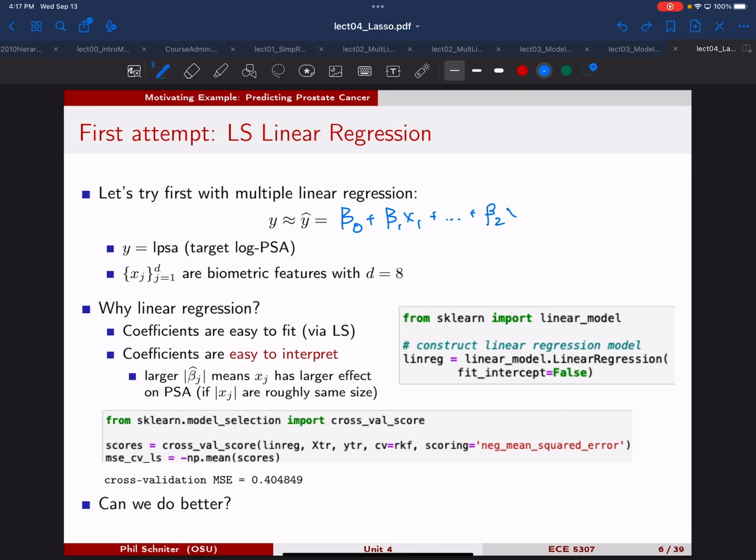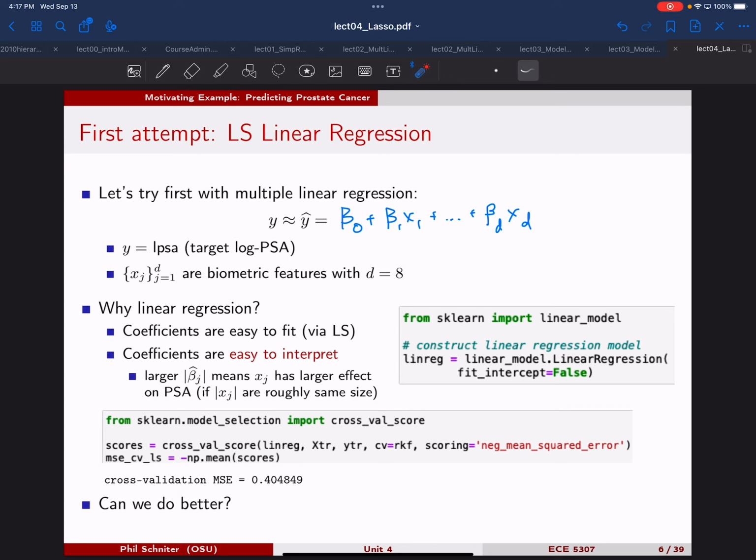So basically we have the intercept term beta 0, and then we have slope terms multiplying each of our features. For this particular demo, y is going to be the log PSA level. These x's are our biometric features. And so you might ask, why are we using linear regression? Not surprisingly, we learned about it, we know how to do it, it's easy. You can solve a least squares problem, all that stuff.